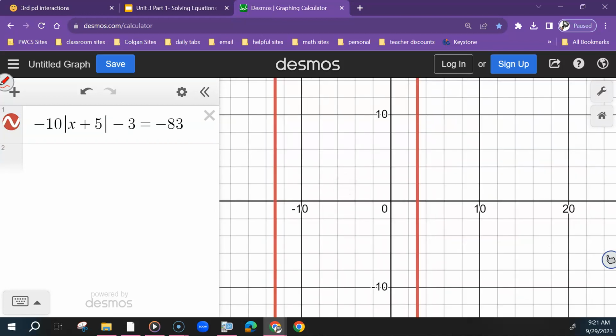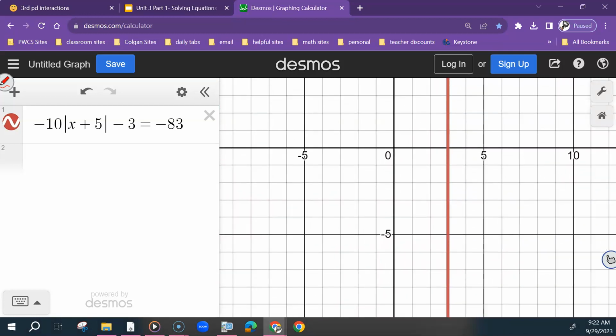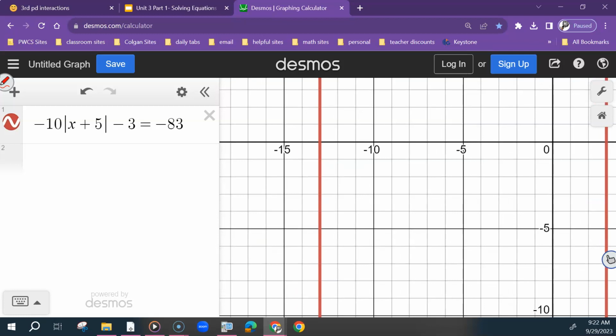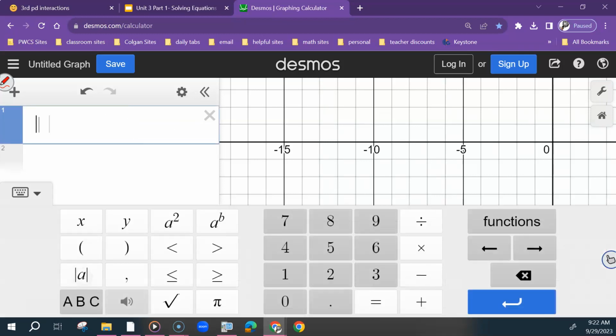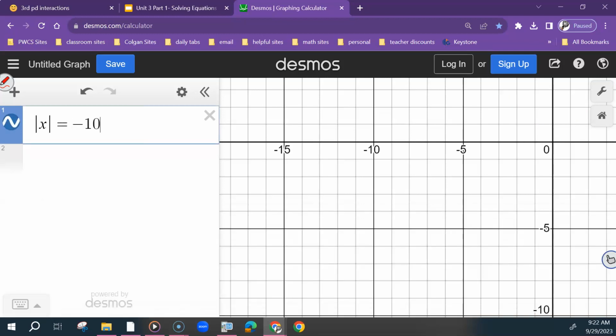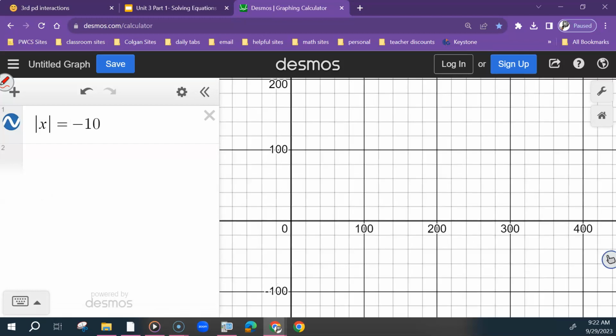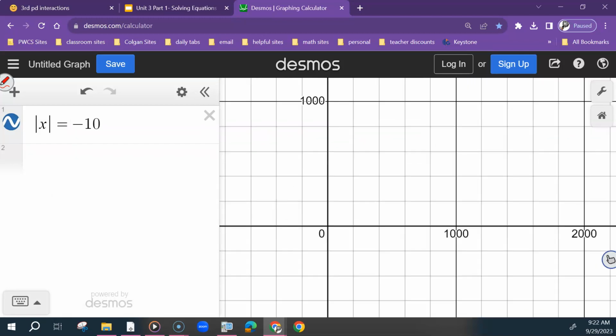Alright, so just like with your multi-step, it's going to have 2 lines for you. It's not going to tell you what they are, so if you're zoomed out, you may need to zoom in to figure out, okay, that's 3, that's negative 13, but you can still figure that out. But if I had something like, I'm just going to make up a random one, x equals negative 10, you're not going to see lines. Nothing will appear because it's no solution. So if you see that it's not a typo, there just isn't a solution. Nothing will make this a true statement.